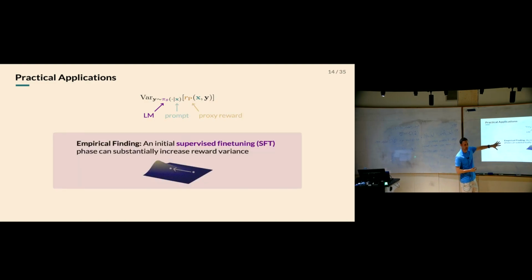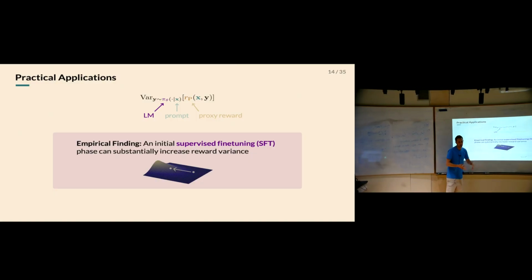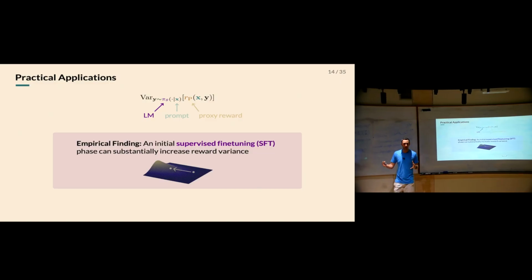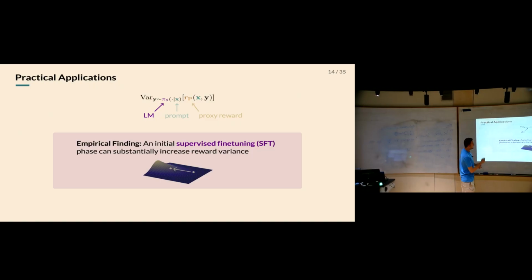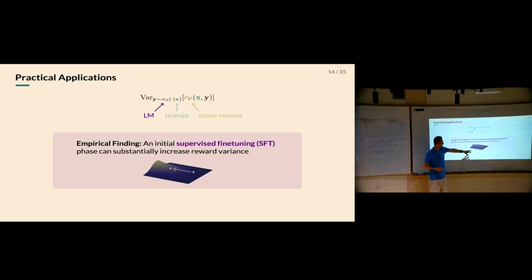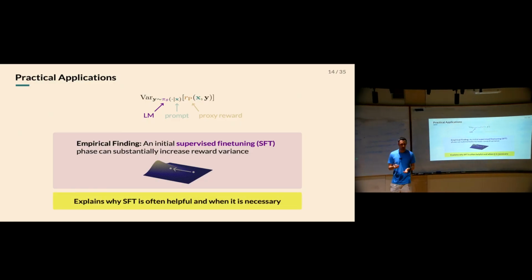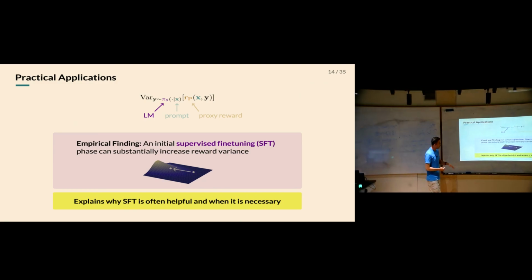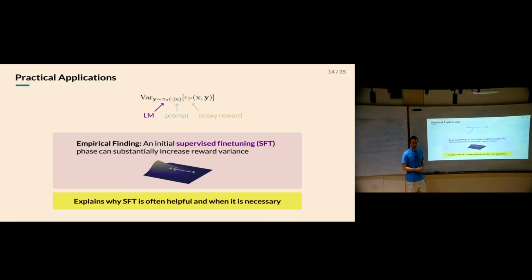For example, if we focus on the language model, then we find empirically that doing an initial supervised fine-tuning phase, which means that you collect some labeled data set and train your language model to directly produce these outputs, which are at least moderately okay, can lead to a substantial increase in the reward variance. Through our theory, this implies that you're essentially finding a better initialization for policy gradient, and this can help explain why this is often beneficial in practice. It is somewhat of a common thing to do, to have some initial supervised fine-tuning phase using labeled data before you run policy gradient. And this can also give you quantitative guidelines on when it should be necessary or not by looking at the reward variance.